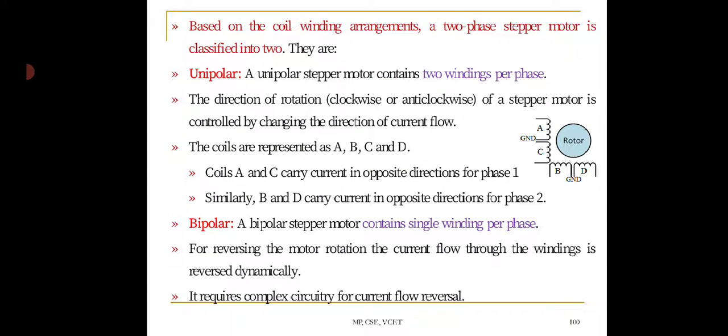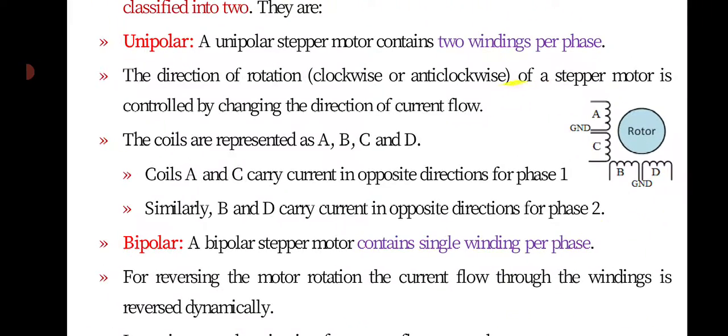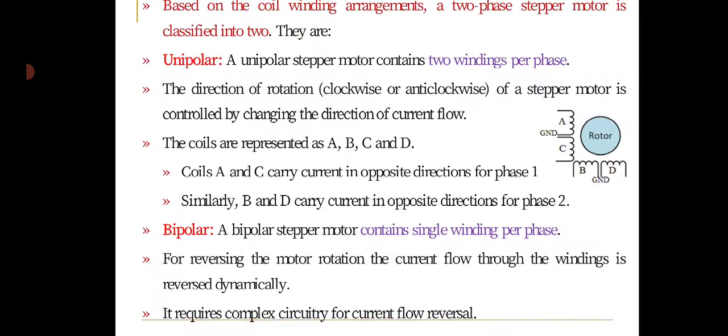Based on the coil winding arrangements, the two-phase stepper motor is classified into two types: unipolar and bipolar. Unipolar stepper motor contains two windings per phase. The direction of rotation, clockwise or anti-clockwise, of a stepper motor is controlled by changing the direction of current flow. The coils are represented as A, B, C, D. Coils A and C carry current in opposite directions, phase 1. Similarly, B and D carry current in opposite directions for phase 2.